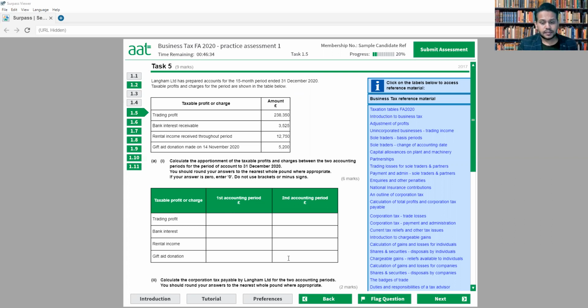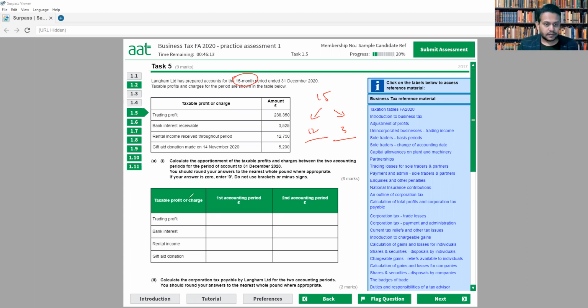Because the period is 15 months, we have to split it between two periods. You have to split the 15 months between a 12-month year ending and the 3 months. So we'll have two accounting periods. We cannot do a basis period the way you do for the unincorporated business. So let's try to do that.